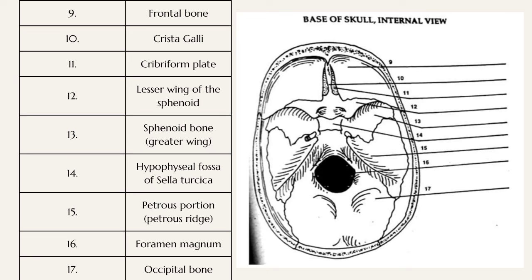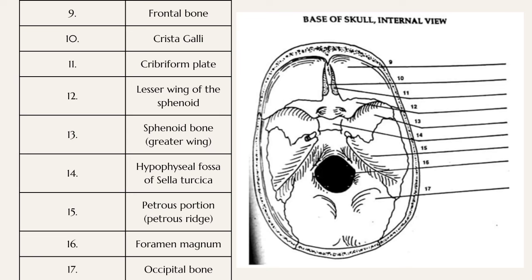Number 14 is the hypophyseal fossa of sella turcica. The gland is lined by dura mater and lies within the hypophyseal fossa. The sella turcica is a bony depression in the upper surface of the sphenoid bone. The sella turcica protects the lower, anterior, and posterior pituitary margins, and a thin bony plate separates the pituitary from the sphenoid sinus.